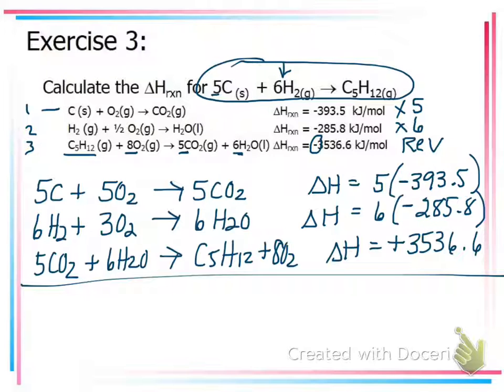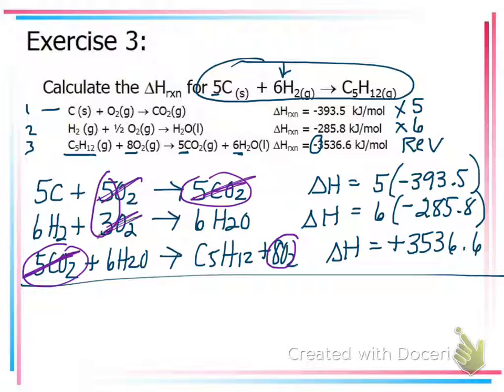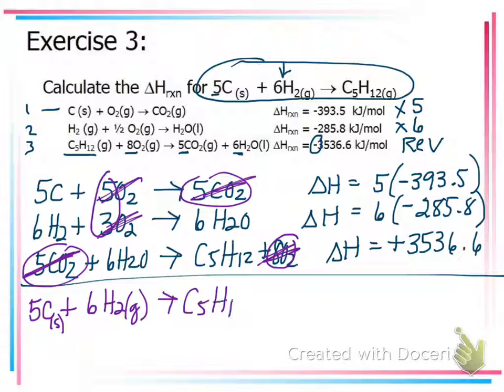All right, let's add everything up and see what cancels. So I see that I have 5 CO2s right here, here, and here on opposite sides, so they're going to cancel. And here I have 8 total oxygen, and I have 8 total oxygen there. So all my oxygen is going to balance out. So I'm going to be left with 5 carbon, which is solid, plus 6 H2, which is a gas, and that's going to yield C5H12, which is also a gas. And of course, if I look at that, it is balanced. Got the same amount of carbon and hydrogen on both sides.